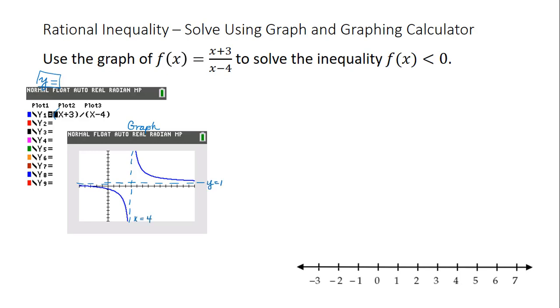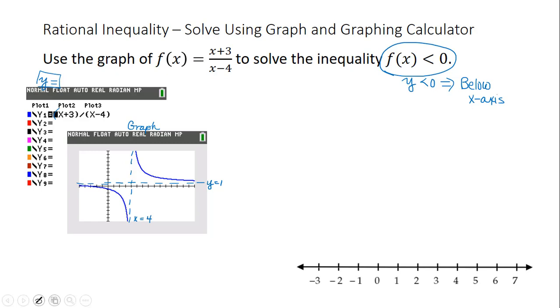Now we need to figure out the part of the graph that is below the x-axis. We want to solve where f of x is less than 0, that is where y is less than 0, and that corresponds to points that are below the x-axis. If you recall from the previous video, we had to find the zeros of this function, that is, where the function equals 0, and that was at -3.